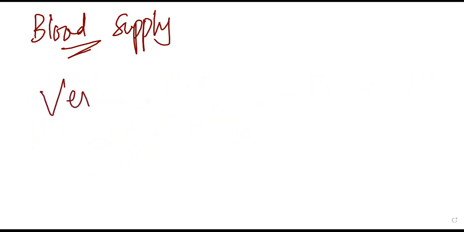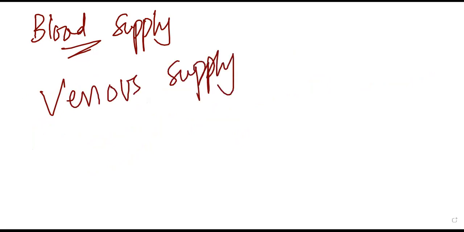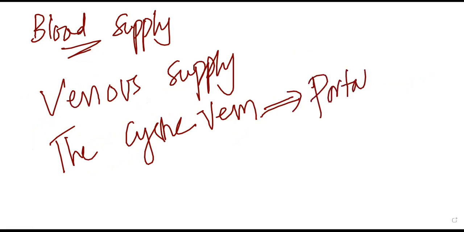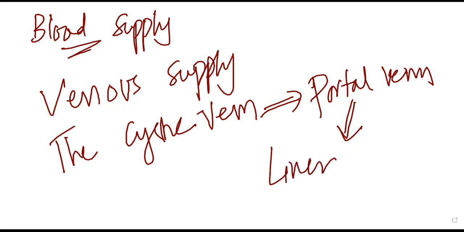Venous supply. So the cystic vein drains directly into the portal vein, draining deoxygenated blood to the portal vein, and the portal vein then goes to the liver, and from the liver it enters the inferior vena cava.